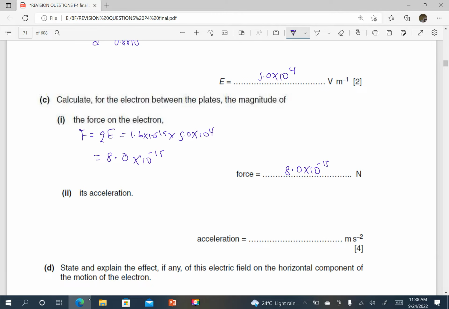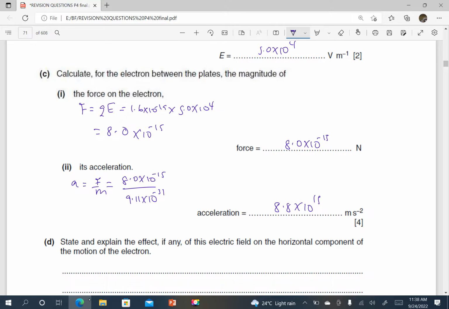Its acceleration, since force is mass times acceleration, then the acceleration is going to be the force over the mass. And this will be equal to 8.0 times 10 power negative 15 divided by the mass, which is 9.11 times 10 power negative 31. Then I press my calculator. My calculator gives me 8.8 times 10 power 15 meters per second squared as the acceleration.